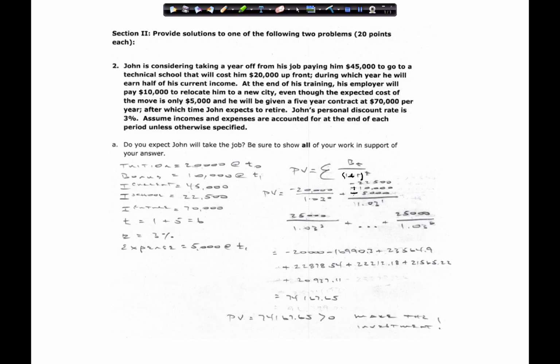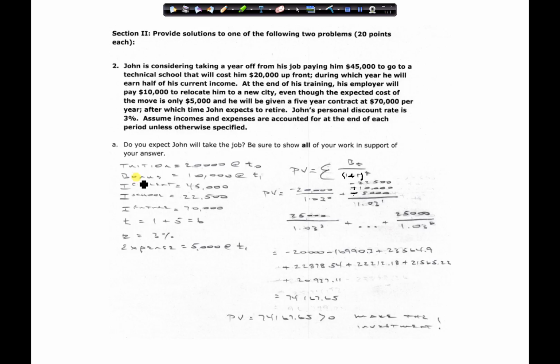So what have we put together here? Well, first I'm looking at this tuition of $20,000. It's a negative to John because it's money he's spending, and it's at time 0. Well, at time 0, we're going to use the exponent 0 to indicate that there's 0 time between right now and the upfront expenditure, which happens right now.